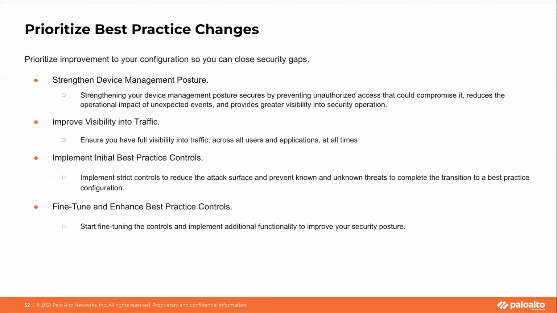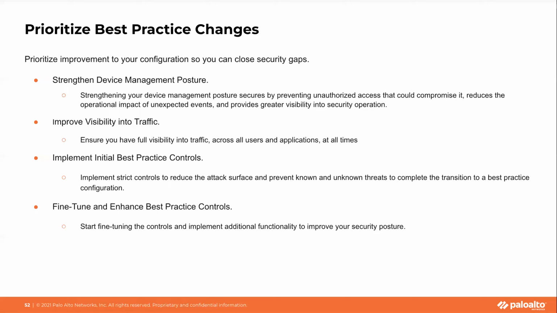Create user-based access policies. Deploy your best practice zone protection profiles across all the zones. Deploy the SSL decryption. Once you implement all these controls and capabilities, you can rerun the BPA again to validate all those changes and measure the progress, and then prioritize the next phase of changes.